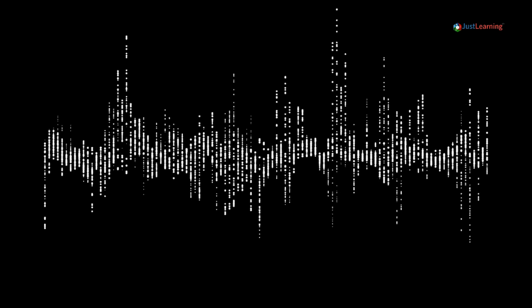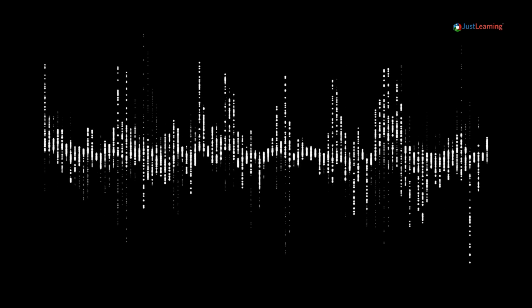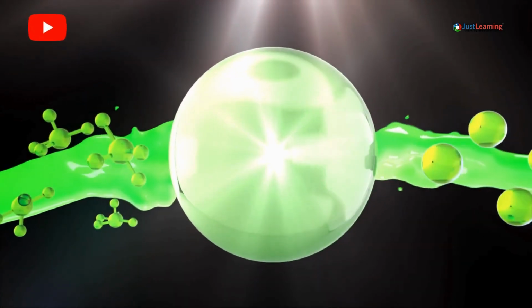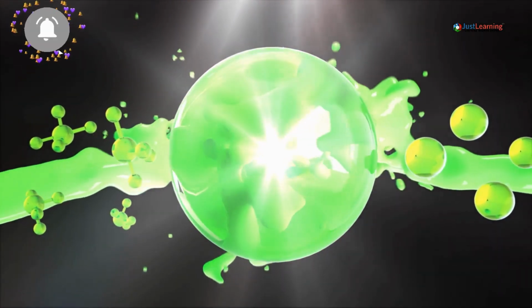Sound is essentially a wave that travels through a medium, be it air, water, or any other substance. The speed of sound is determined by the medium's density and its ability to transmit mechanical waves. In water, molecules are much closer together than in air, making water denser.